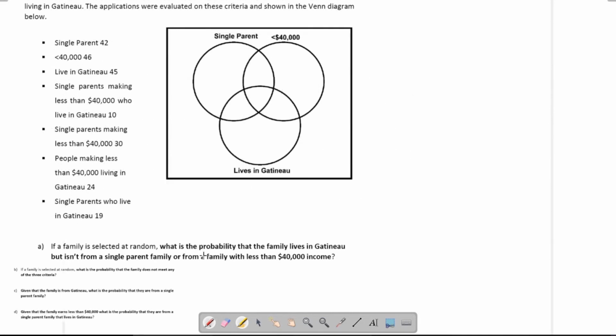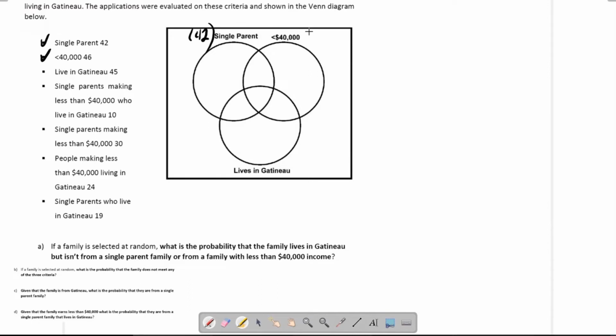Then we move on. So we start off, we're told we have 3 groups: single parents, people with income less than 40,000, and people who live in Gatineau. So let's take a look at the single parents, and we'll put that on our diagram there. Remember, I can't put it in here because I don't know how many of them go there, how many of them go there or there. We don't know exactly where all those 42 fall, so I'm just putting them there to keep track of the fact that there are 42 single parents.